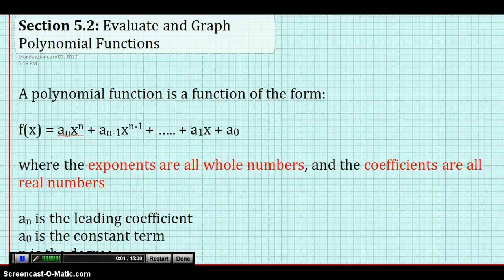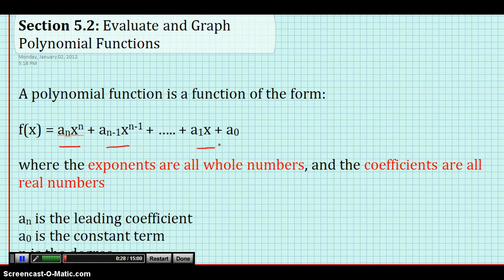So now that you've worked with the properties of exponents, we are going to now look at the graphs of these polynomial functions. First off, let's talk about what a polynomial function is. A polynomial is just the sum of monomials. So if we were to look at this polynomial function right here, we can see that the polynomial is the sum of each of these monomials.